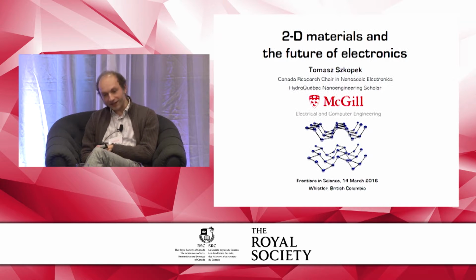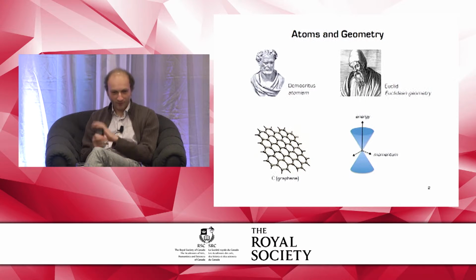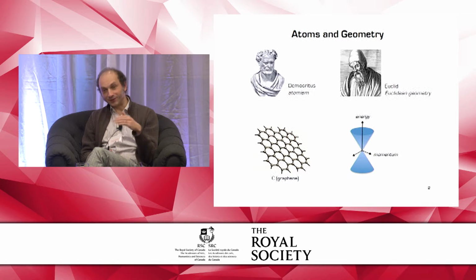So let me begin by telling you a little bit about the broad strokes of what I think is going on. And that's to say that we have the collision of atoms and geometry in 2D materials. So on one side, we have the notion of atomism from Democritus, who told us essentially that if you keep dividing things into smaller and smaller pieces, at some point you cannot make your structure any smaller.